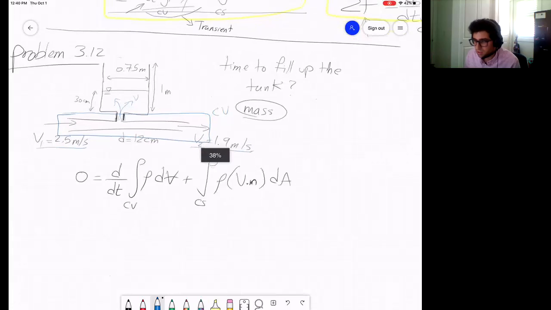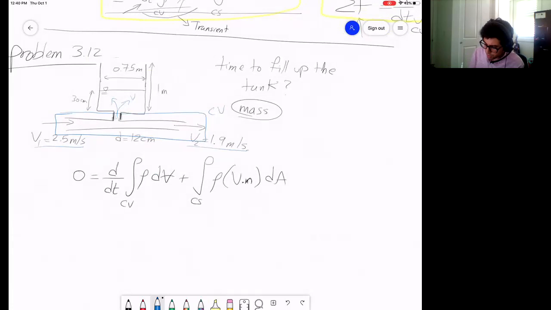So let's see. We said it's a steady state, right? Because the velocity is constant. You have 2.5 coming into your control volume, 1.9 leaving your control volume, and you still have an unknown velocity going into the tank. And these will not change with time. These will be constant, whether the tank is completely filled or overfilled. It doesn't matter. The velocities will be the same. That's why it's steady state.